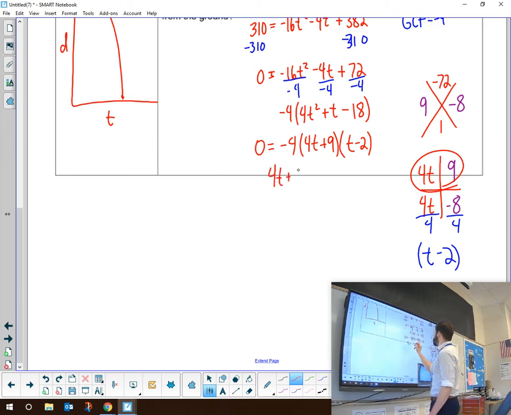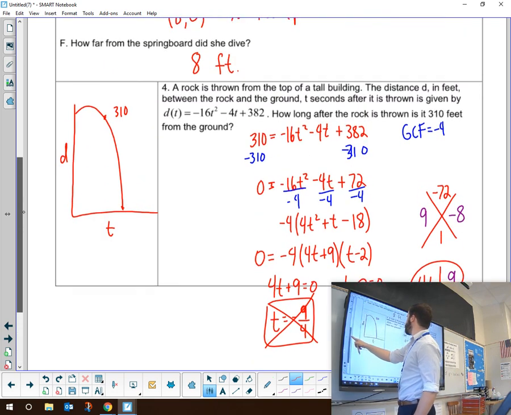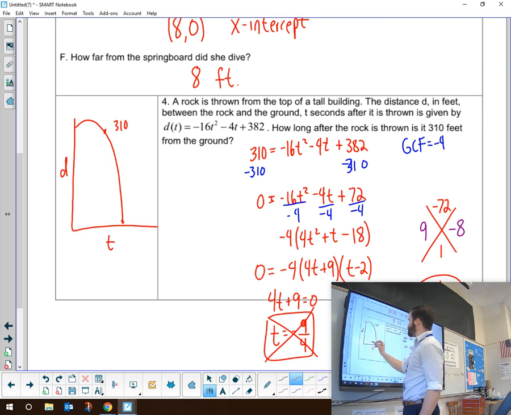So 4t plus 9 equals 0. t minus 2 equals 0. Add 2 to both sides, we get t equals 2. Subtract 9 and divide by 4, we get t equals negative 9 over 4. Okay, now only one of these can be my seconds, right? But remember, seconds are going to be positive. So it's not going to be this one. It is going to be t equals 2. So my answer to this question, how long does it take to get to this point? It's going to take 2 seconds.